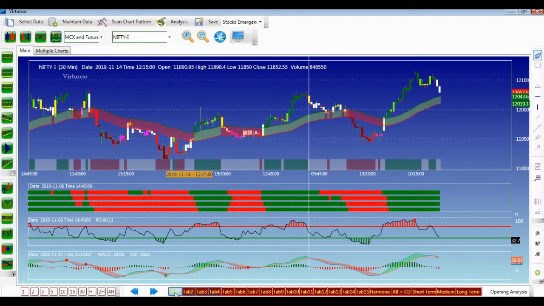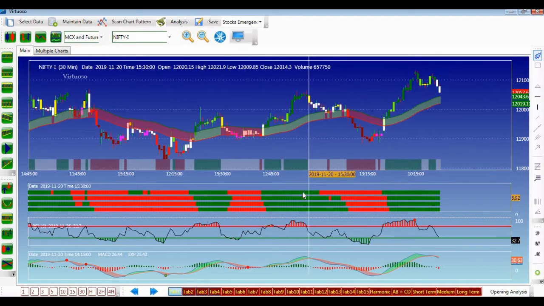So let's have a look at the first tab. So this is tab 1. With every tab you have 3 studies. So this is one study, second study, and third study. Study means you can apply your indicators here. So this is our special trend line indicator, which is made in Virtuoso only. This is RSI and this is MACD, and I will explain one of the strategies during this demo only.